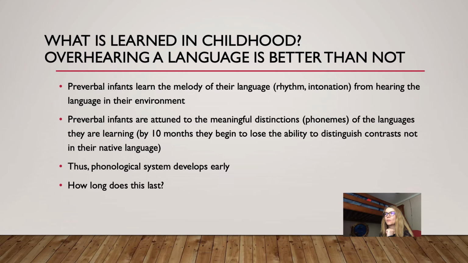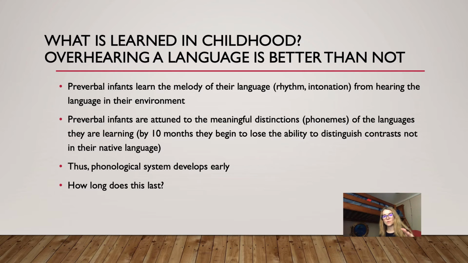So, what is learned in childhood? As I mentioned earlier, overhearing is better than not overhearing it. So, in childhood, pre-verbal infants, so before they even start talking, they learn the melody, the rhythm, and intonation of their language from hearing the language in the environment. Okay, and they become attuned to the languages that they're learning, so that by 10 months of age, they start to lose the ability to distinguish contrasts that do not appear in their native languages.